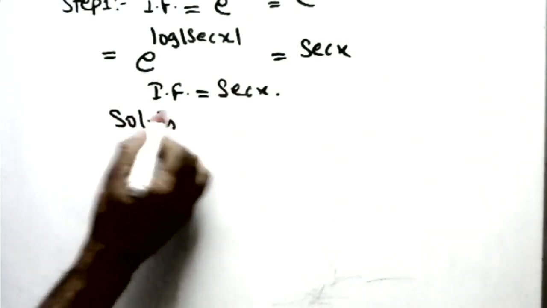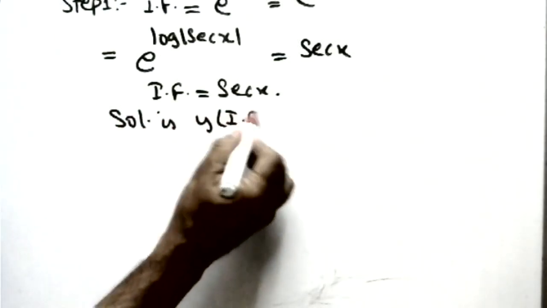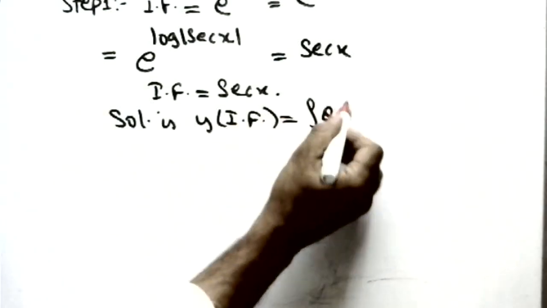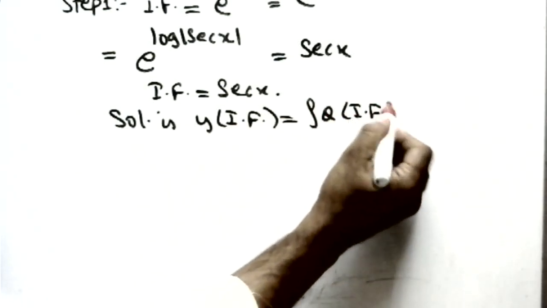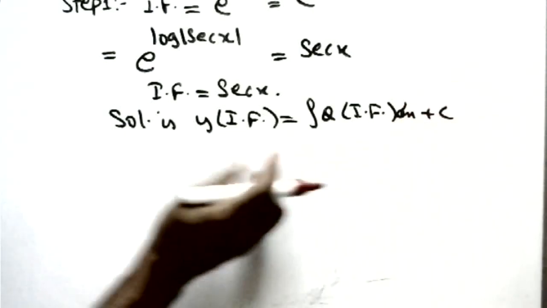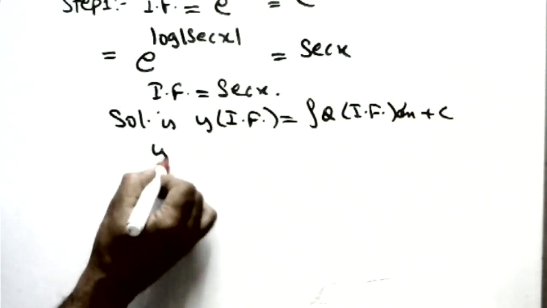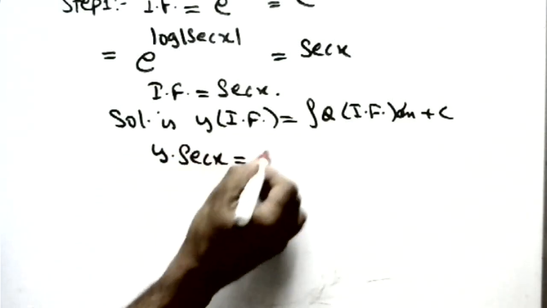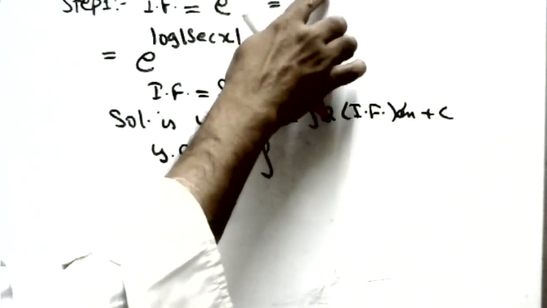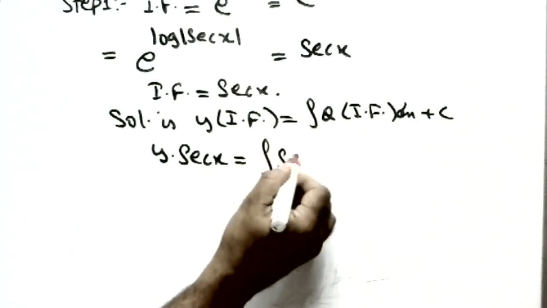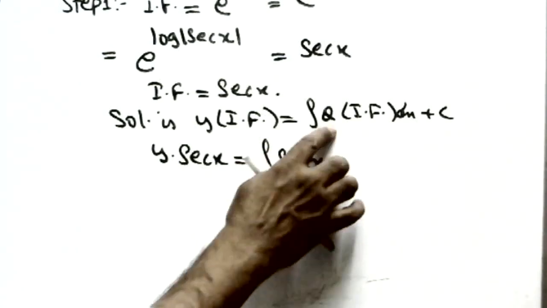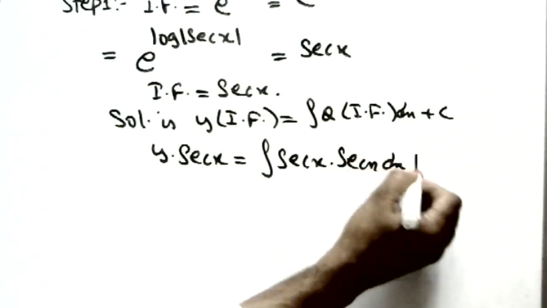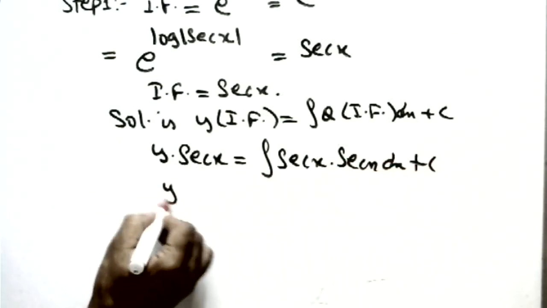Now what is the next step? The next step is the solution step. The solution will be y into integral factor equals integration of q into integral factor dx plus c. Now let me substitute the values. y into the integral factor we just found, secant x, equals integration of q, where the value of q is secant x, into the integral factor, which is also secant x, dx plus c.